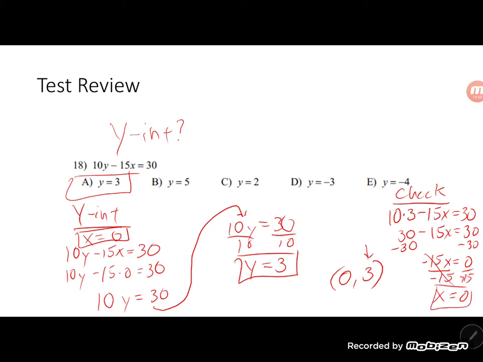Now, another way to think of it is that equation up here, or at least right here, is saying negative 15 times what is equal to 0. And so negative 15 times what is equal to 0? Well, the only thing that can multiply a number to 0 is 0 itself. So the answer must be x equals 0. Okay, so this checks out, which is good because it says that x is equal to 0. That means it's a y-intercept.